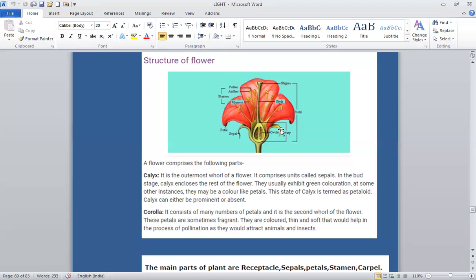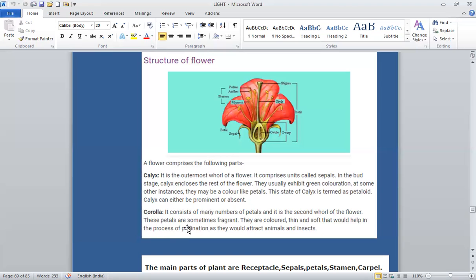These are the sepals or calyx. Next comes the second whorl. These are known as petals or corolla. An individual one is known as a petal. You must all have seen rose petals and the petals of different flowers, brightly colored, and we are all attracted towards a flower with colorful petals. So this is known as corolla. It consists of a number of petals and is the second whorl of the flower.